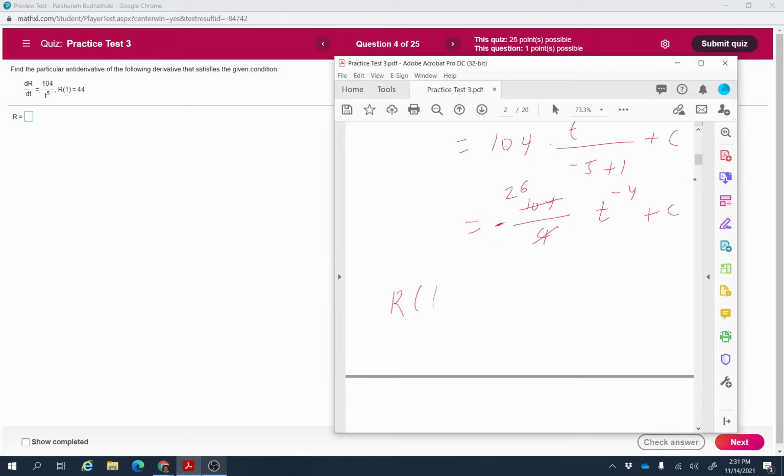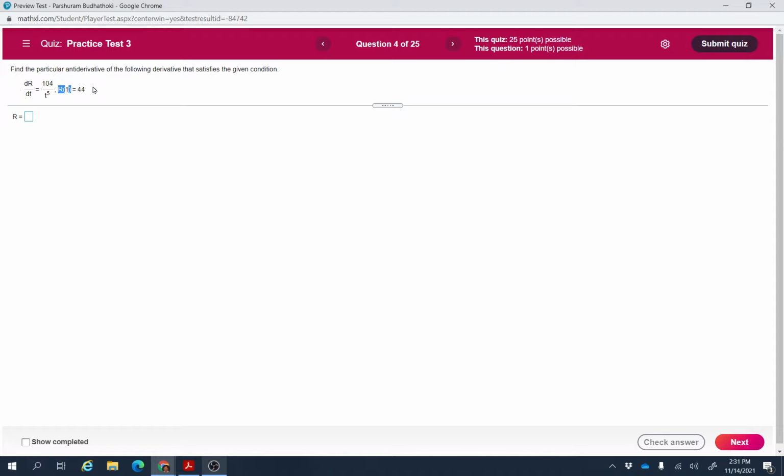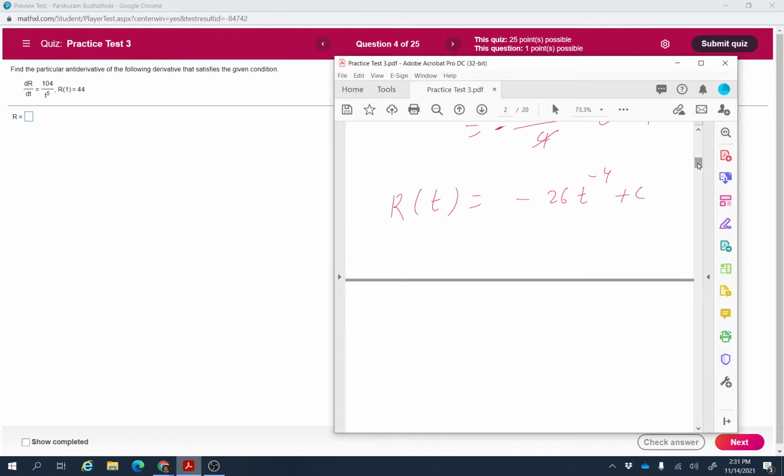So this is a general antiderivative, but we want the particular antiderivative, meaning we want to find the value of this c. So here r is a function of t, which is negative 26 t to the power negative 4 plus c. But for finding the value of c, we have been given one initial condition, that is the value of r when t is 1 is 44. So we're going to use that one.